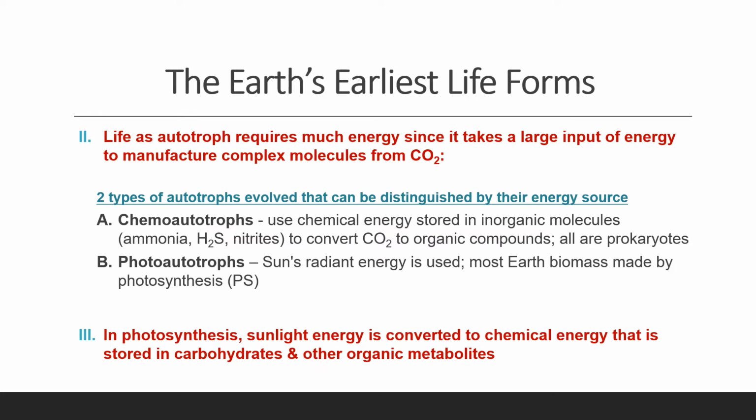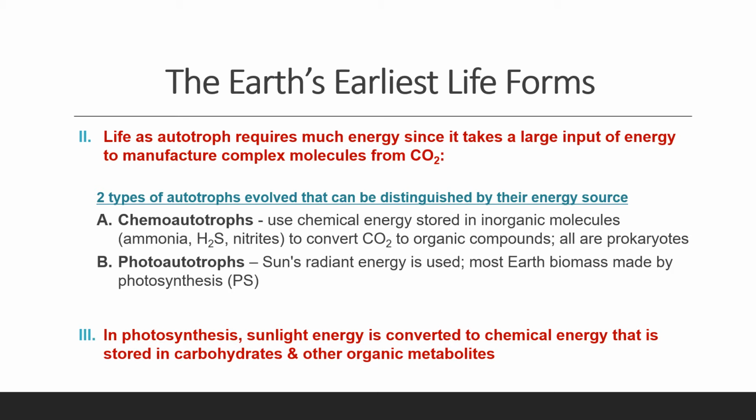So in addition, the autotrophs were considered to require a much greater amount of energy to manufacture complex molecules from carbon dioxide. Because of this, they evolved in such a way that their types were identified based on their source of energy. The first one is the chemoautotrophs. They utilize the chemical energy stored in molecules such as ammonia, hydrogen sulfide, or nitrites to convert carbon dioxide into organic compounds, which are usually present in your prokaryotes.